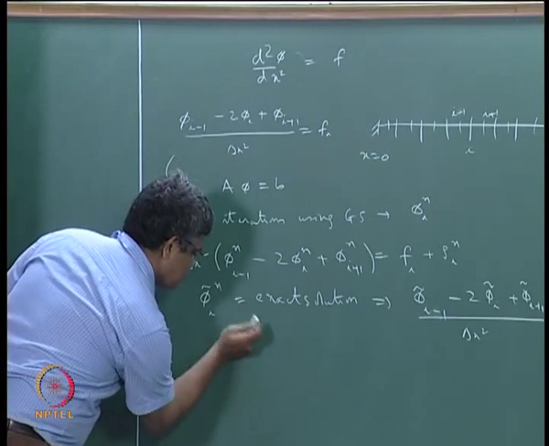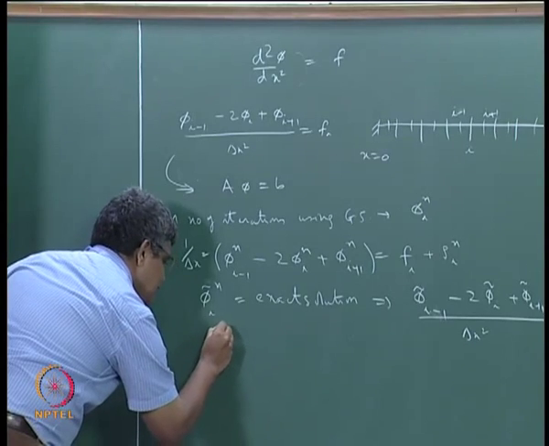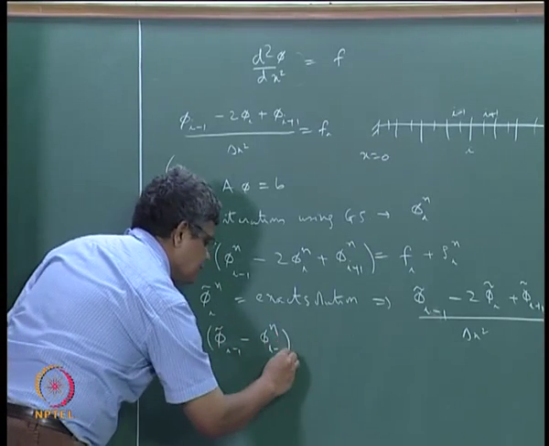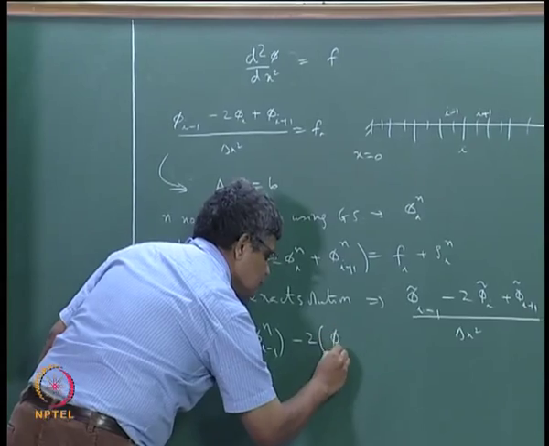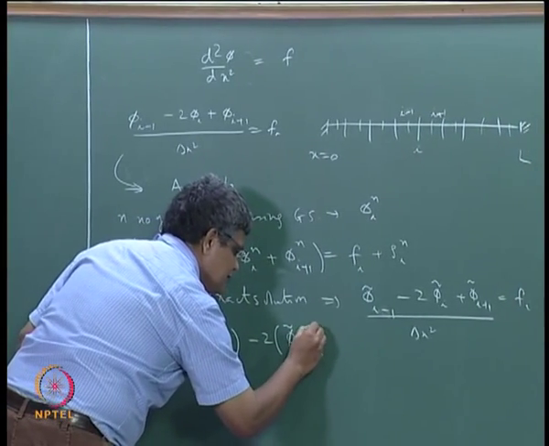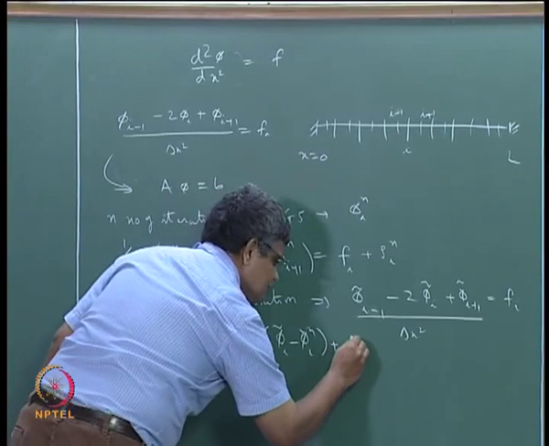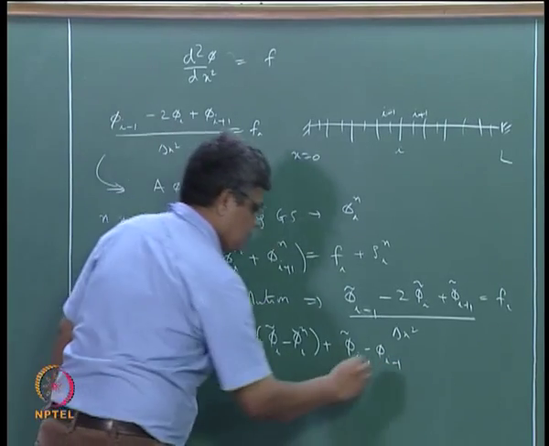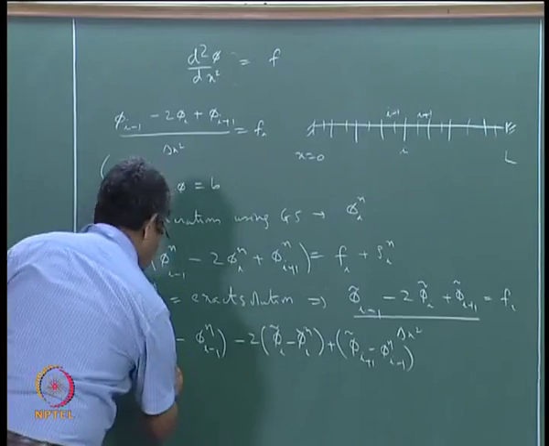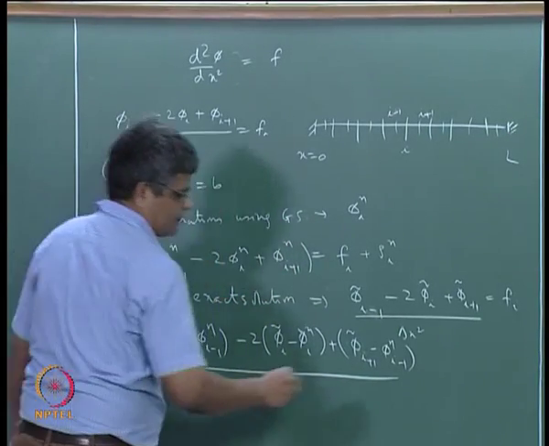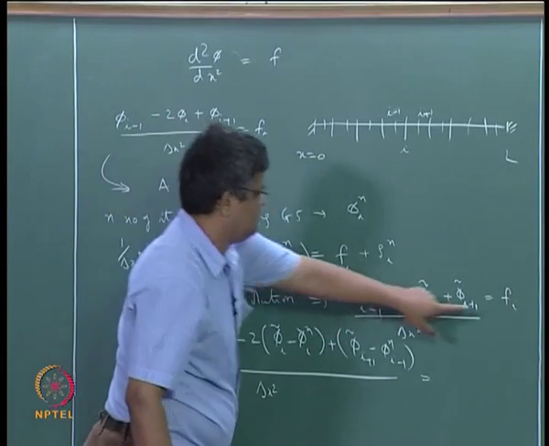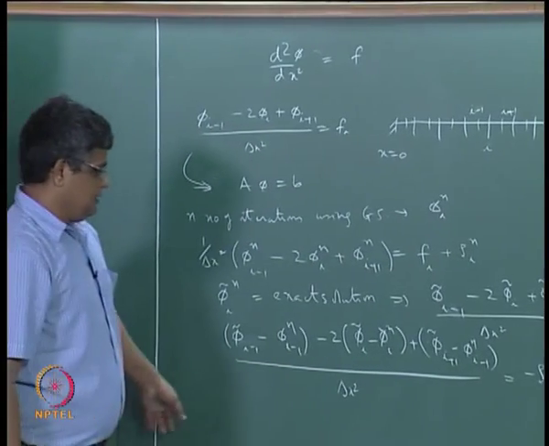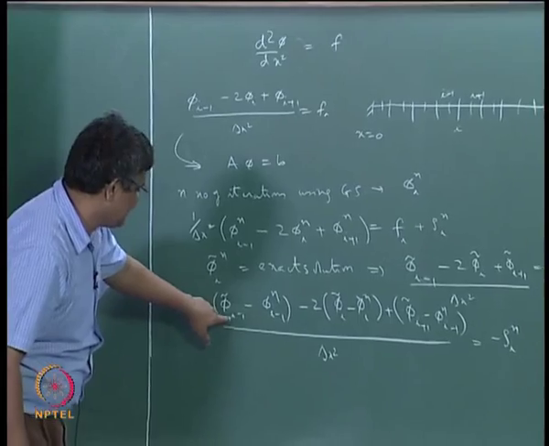the error at I minus 1. We can write it as phi I minus 1 tilde minus phi I minus 1 n minus 2 times phi I tilde minus phi I n plus phi I plus 1 tilde minus phi I plus 1 n, divided by delta x square, is equal to, this fi here cancels with this, and we have rho I n, and this is nothing but the error at the ith point.